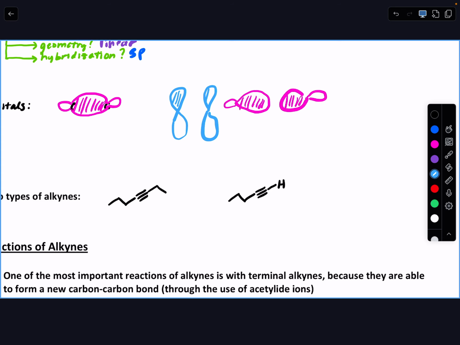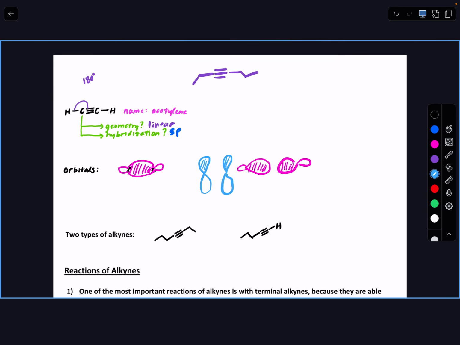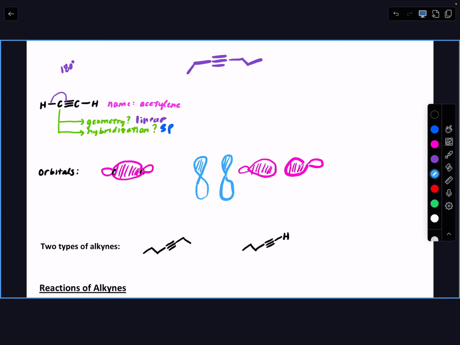Sorry, can you zoom out super quick? I can, sorry about that. Good? Yeah. And I'll upload these annotated notes as well.